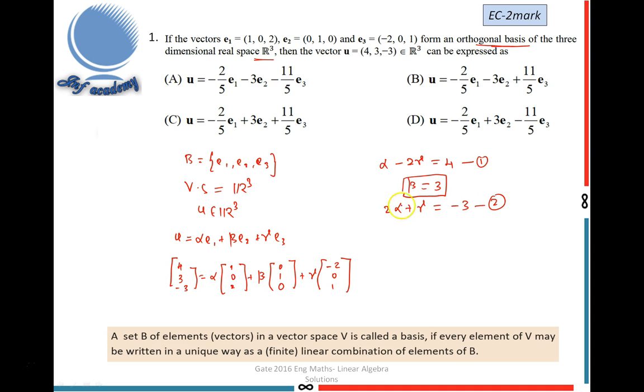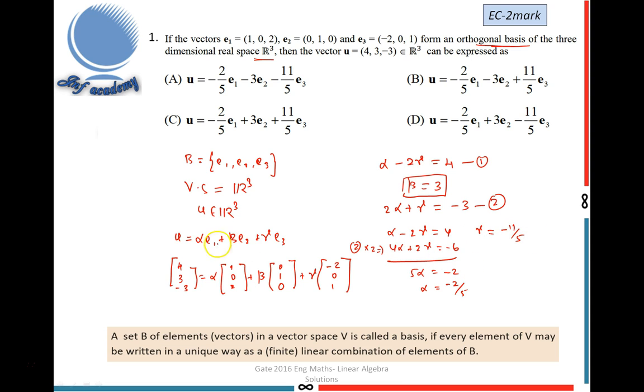Okay. So 1 is alpha minus 2 gamma equal to 4. I write 1 as the same, and second equation 2 is multiplied by 2, so we get 4 alpha plus 2 gamma equal to minus 6. Finally, adding these two equations we get 5 alpha equal to minus 2, so alpha equal to minus 2 by 5. Substituting the alpha value in the first equation we get gamma equal to minus 11 by 5.